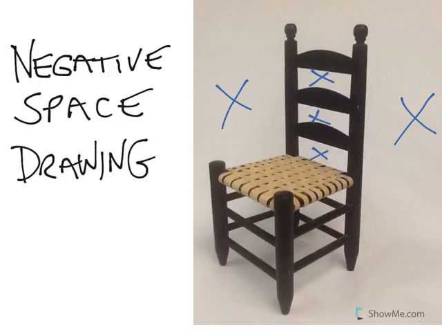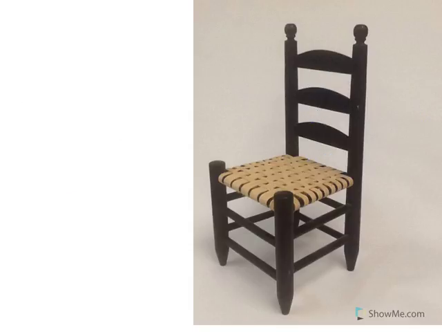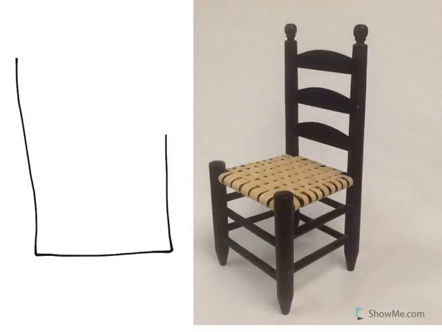So how do we do negative space drawing? Very simply, by drawing not the chair, but the areas where the chair isn't. Let's begin. First, we're going to start with a clean white piece of paper, which I will draw over here.